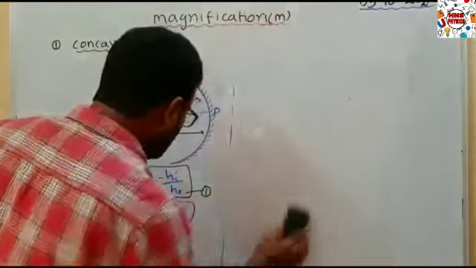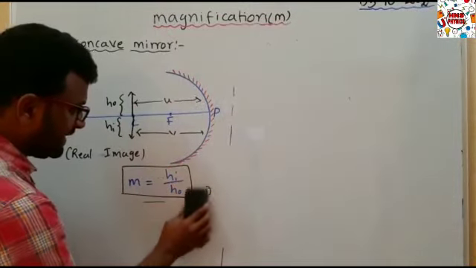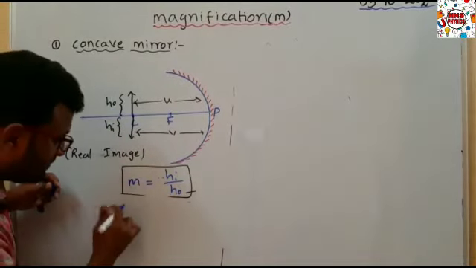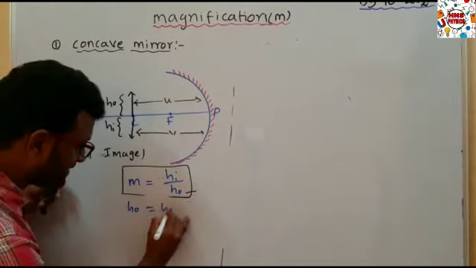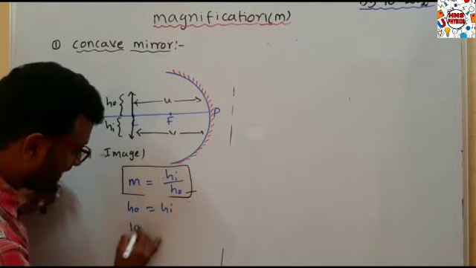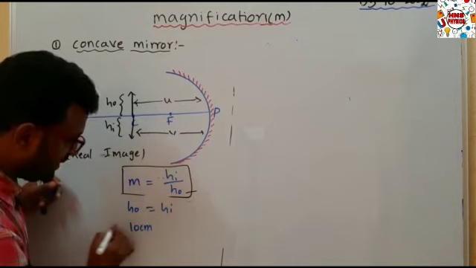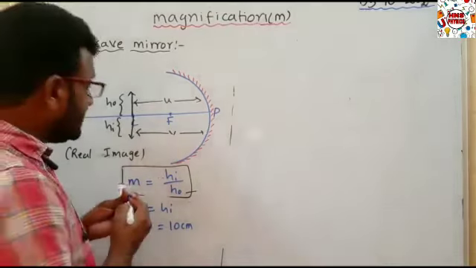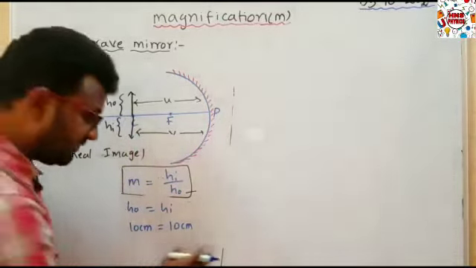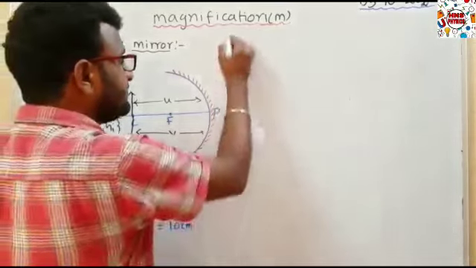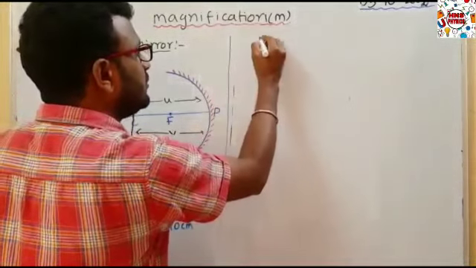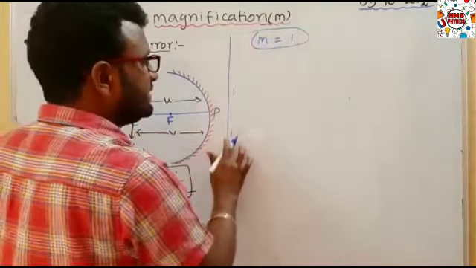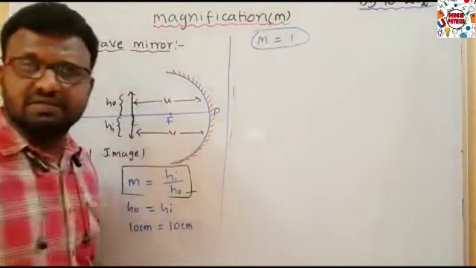For example, if you observe this case, the height of the object is equal to the height of the image. For example, I am taking the height of the object as 10 centimeters, then the image is also 10 centimeters. What will magnification be in this case? M is equal to 1 will come, because 10 by 10 will cancel. Then magnification is 1.